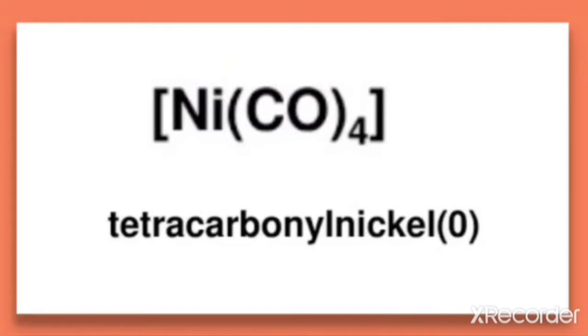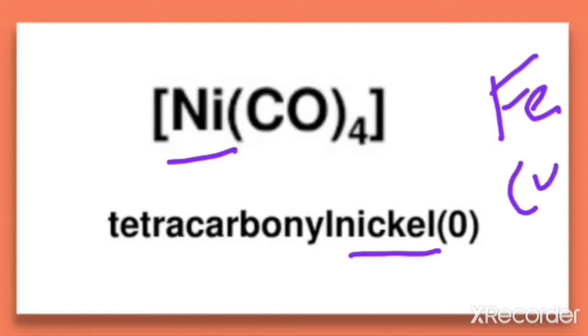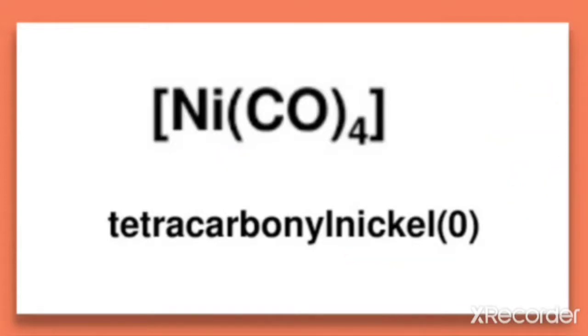So what is the name for this complex? It is a neutral complex. Its name is tetracarbonyl nickel(0). So in the neutral case also, the central metal ion's name should be written as it is. Nickel as the name. If it is Fe, we have to write iron. If it is Cu, we have to write copper as it is. But the name ending with ate is only for the case of an anionic complex.